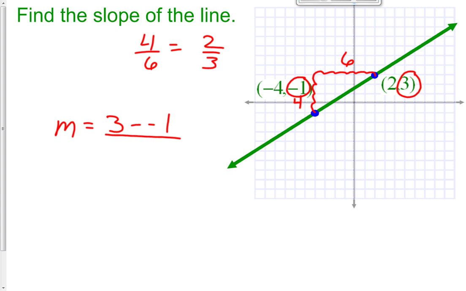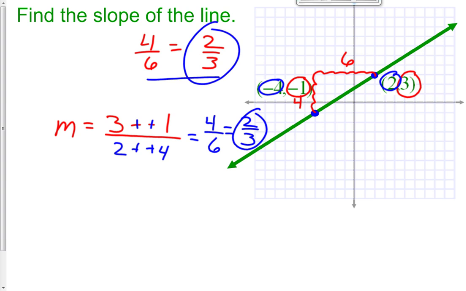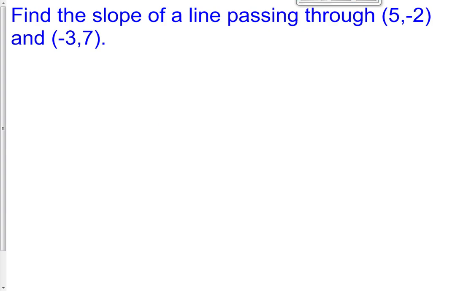Divided by x2 minus x1. x is 2 subtract a negative 4. So 2 minus a minus 4 goes in the denominator. So our slope then is 3 plus 1 is 4. 2 minus a minus 4 is 2 plus 4, and 2 plus 4 is 6. So as you can see, we get the exact same answer whether you just count when it's on a graph or when you use the slope formula. So slope is 2/3.